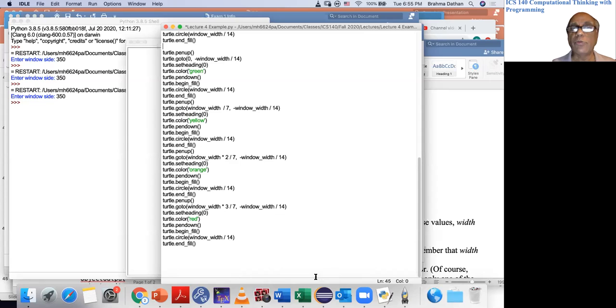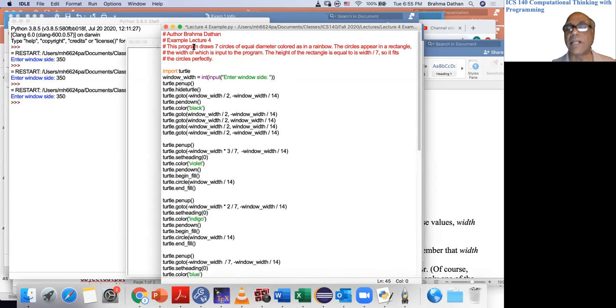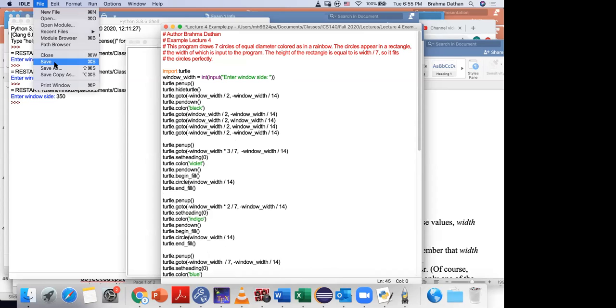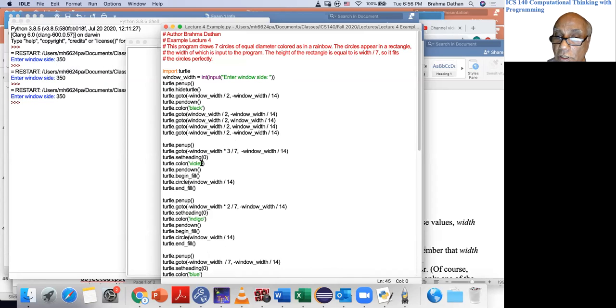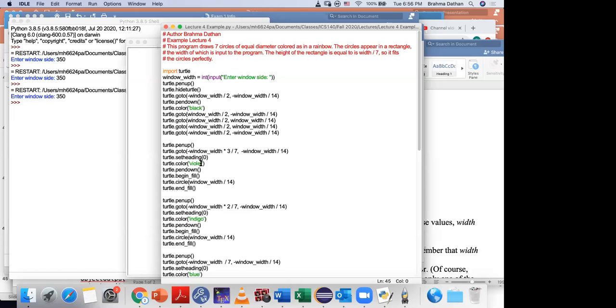And any questions at this point? I will post this, not immediately, but I will post it after we break out into groups for the class exercise. Any questions? Yes, please. Can you explain again why it's the first circle minus a window width 3 divided by 7? The first circle? Why is there 3 divided by 7?